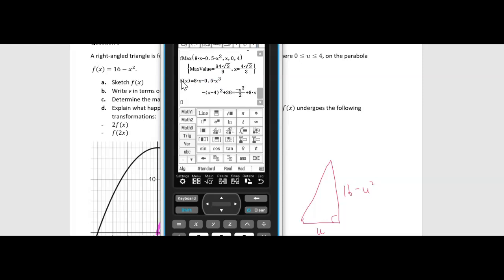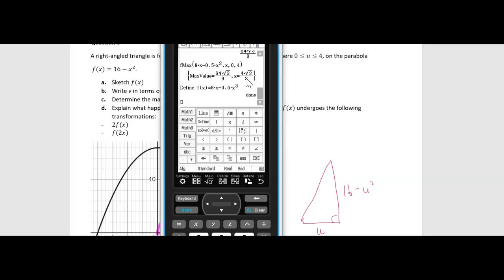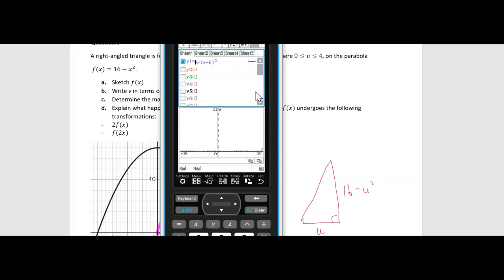Oops, I didn't do define. Okay, so I've defined it. On your graphing screen, you can just do f of x in 1. Now I think this works: 2 times f of x and f of 2x. So we can sketch all of them.